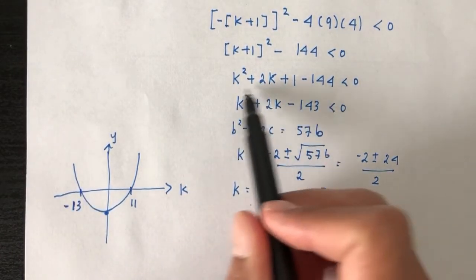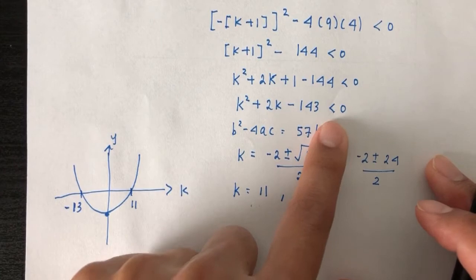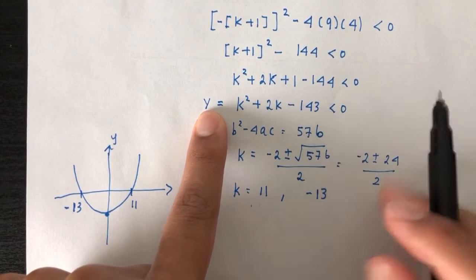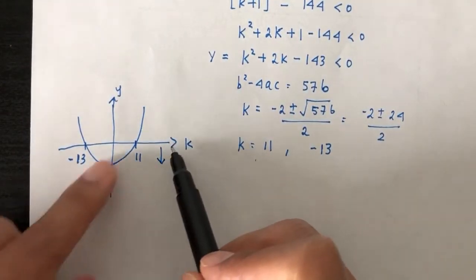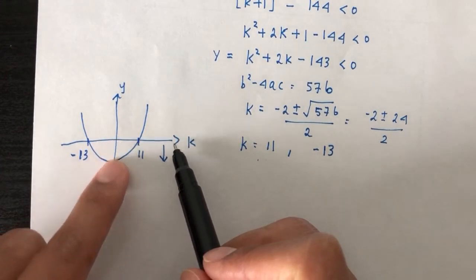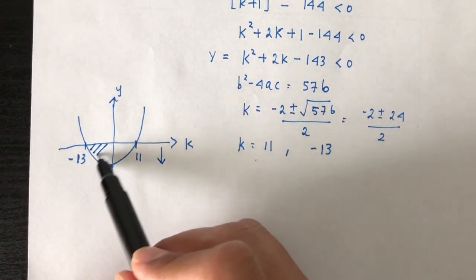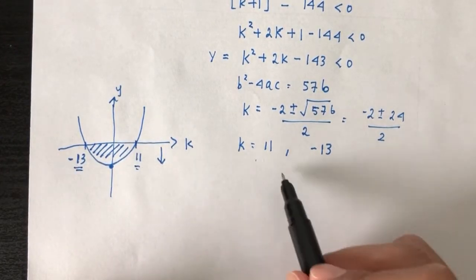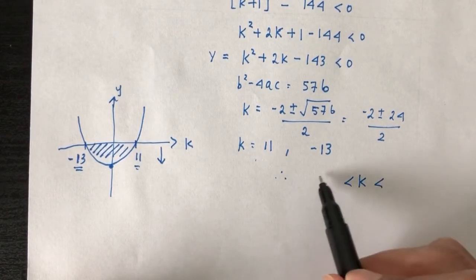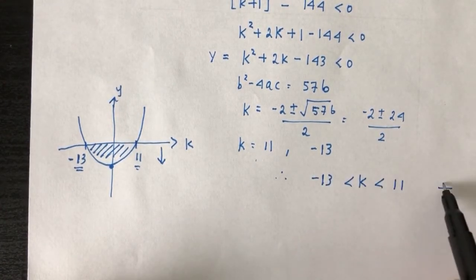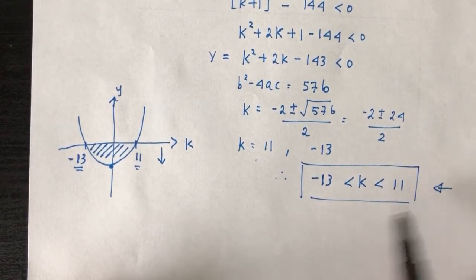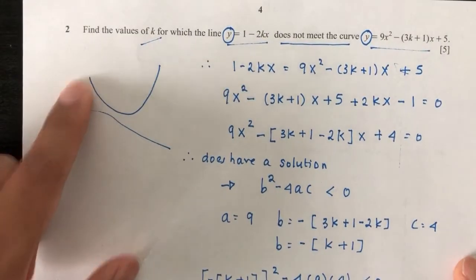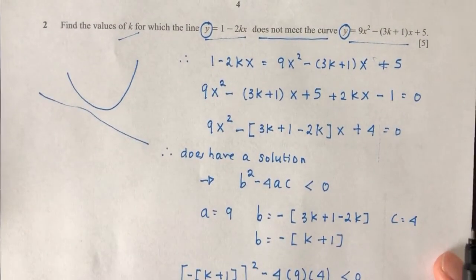So now we want this to be less than 0. Less than 0 is, so this whole thing here is actually y. Less than 0 will be below this line. So this is y positive, and y negative is below this line. So we want this region. So what is this region defined by? It is between minus 13 and 11. So the value of k will be between minus 13 and 11. So this will be where it is defined. So that's your values of k for where this line does not meet the curve, so it does not have a solution. That will be question number 2.